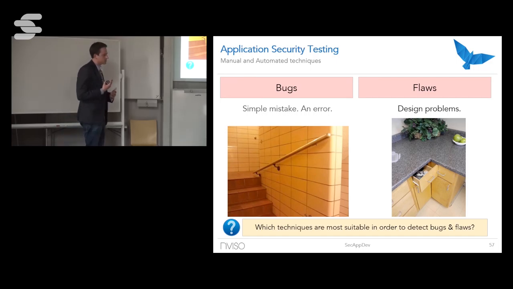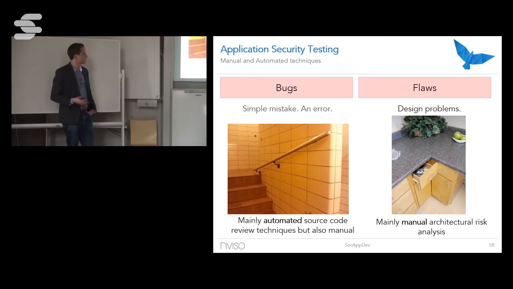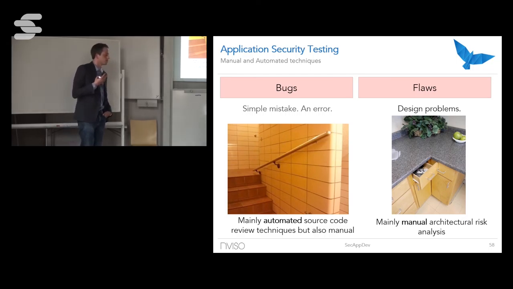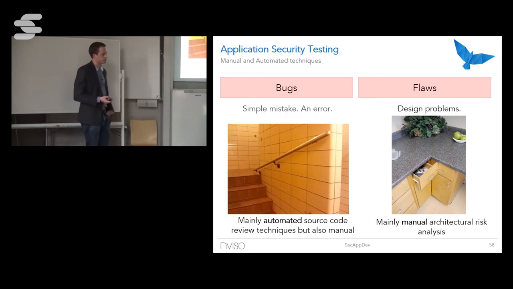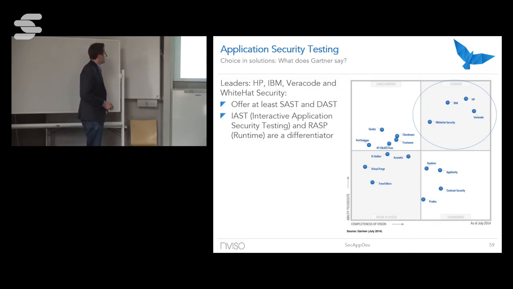Yeah. There are also a few standalone tools, HP Fortify, IBM AppScan. Not going to showcase those. So which techniques are we going to use to detect flaws? Which ones are we going to use to detect bugs? Well, typically, bugs can be automated. You're going to use automated code analysis review techniques. You can do part of it manually for the very security-sensitive parts, but this is really the low-hanging fruit that you can identify with the kind of tools that Matias highlighted.